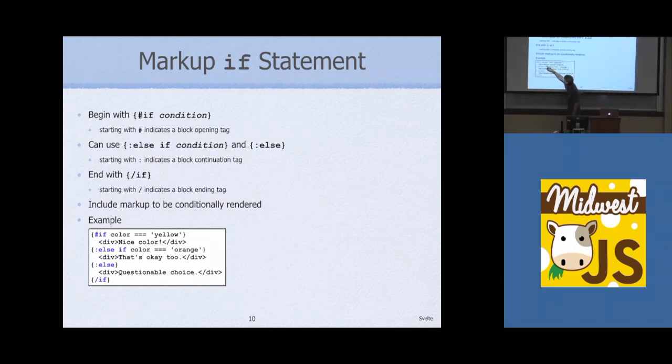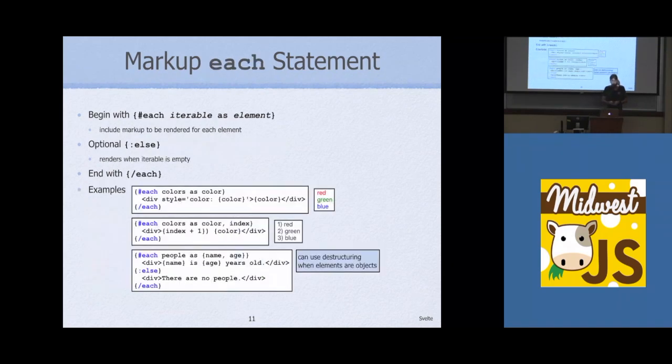And so here's a more full example. If the color is yellow, I want to output nice color. If it's orange, that's okay too. If it's anything else, questionable choice. So that's how you use that.